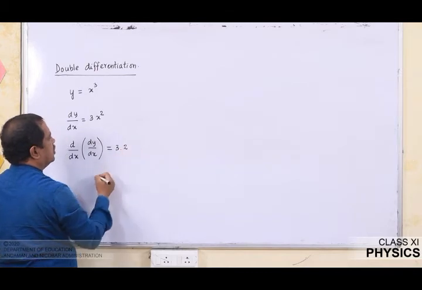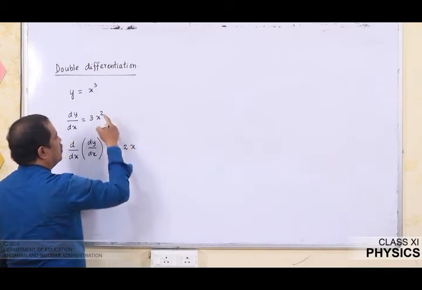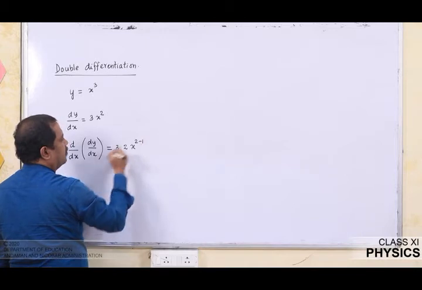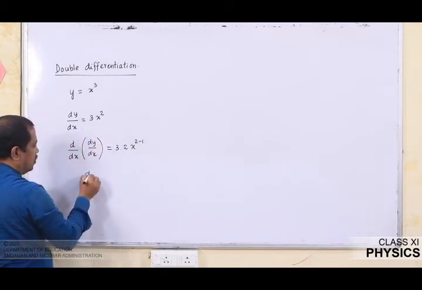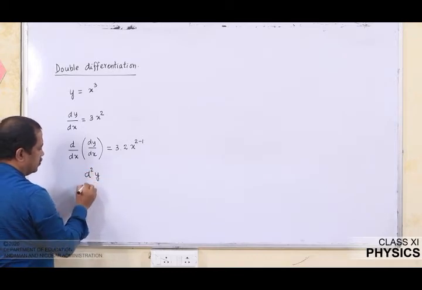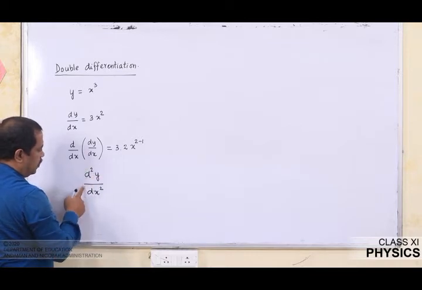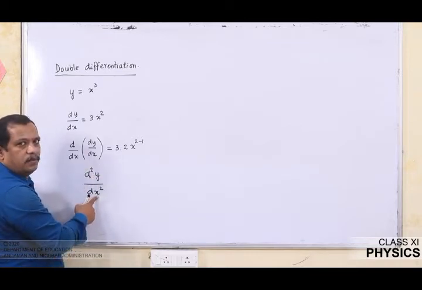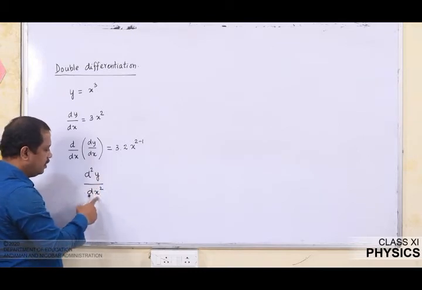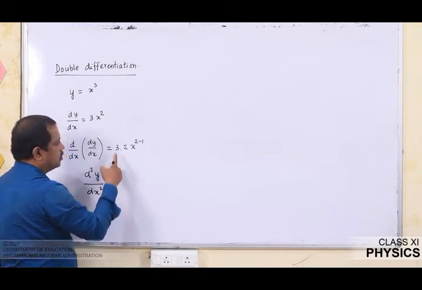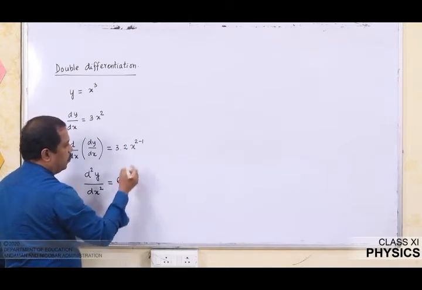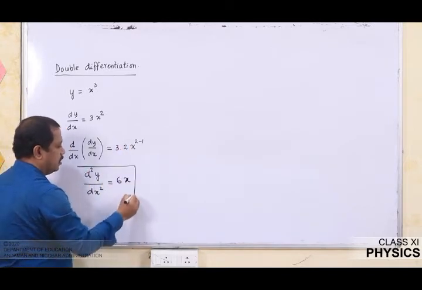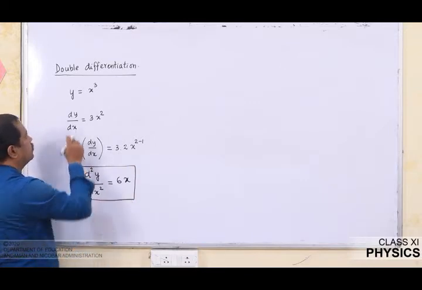So power is 2 this time, and x power 2 minus 1. Now this differentiation we write symbolically like this, and we say this d2y over dx square. This is the way we pronounce d2y over dx square, which is equal to 3 times 2, which happens to be 6, x power 1. So this is the double differentiation of this function.